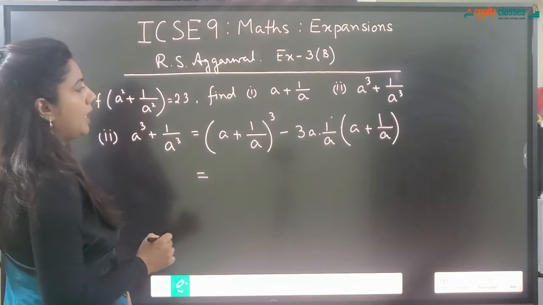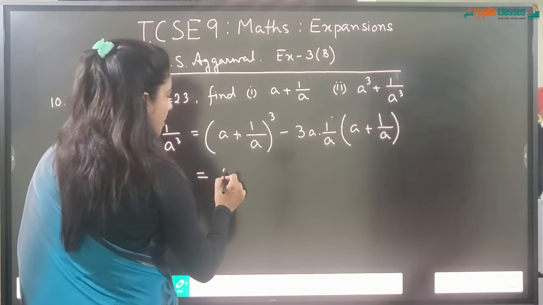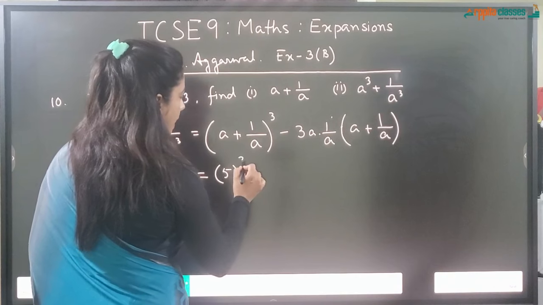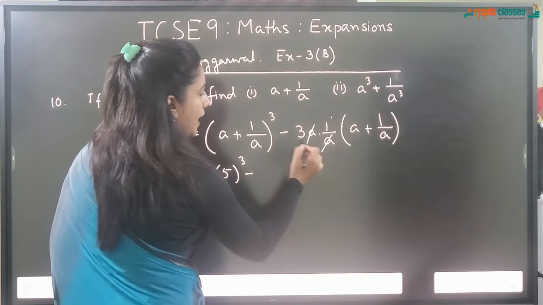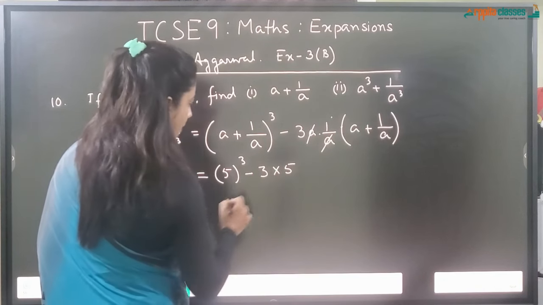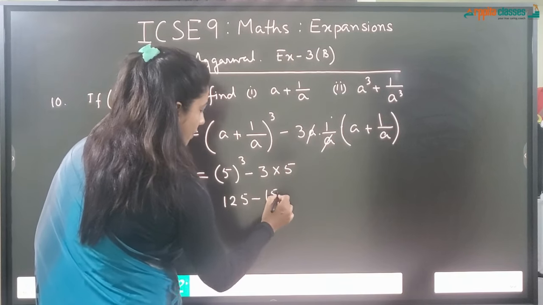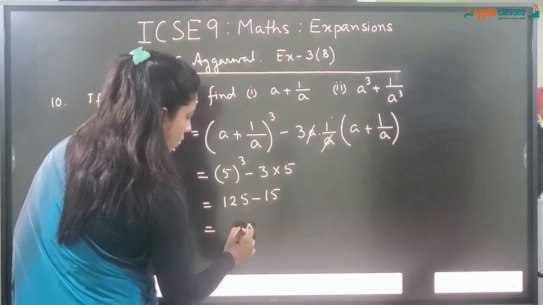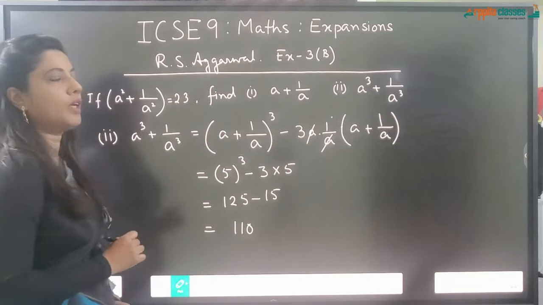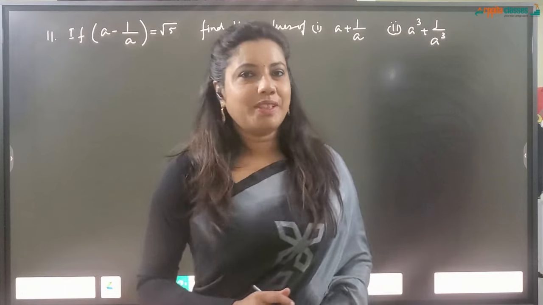A plus 1 upon a whole cube. A plus 1 upon a we got plus 5 and minus 5. Here I am taking the plus value only. 5 cube minus, here a and a will get cancelled, 3 into a plus 1 upon a, which is again 5. So 5 cube is 125 minus 15. So the value will be 110. So a cube plus 1 upon a cube is 110. Let's proceed towards the next question.